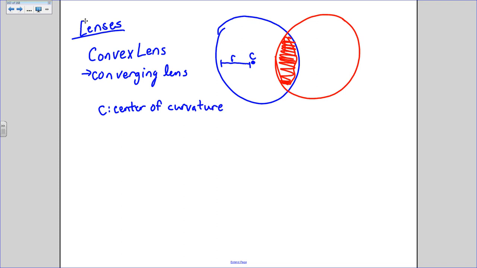And we also have a center of curvature on this side. That's also C. Another point that we'll be interested in is called the focal length, or the focal point. And that's going to be here. I'm going to call it F. F is the focal point. Or sometimes you have it referred to as the focal length.